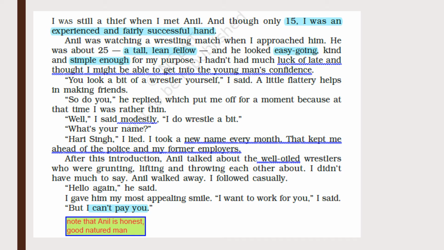So you may be asked a question, is he right when he says so? He is not right. We'll come to know in the chapter. Anil was watching a wrestling match when I approached him.